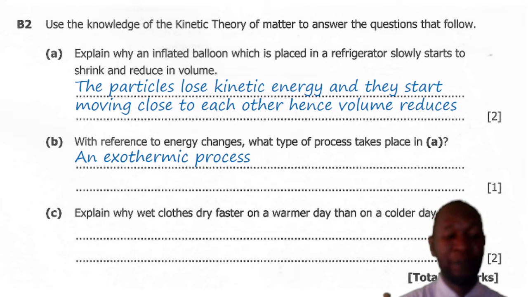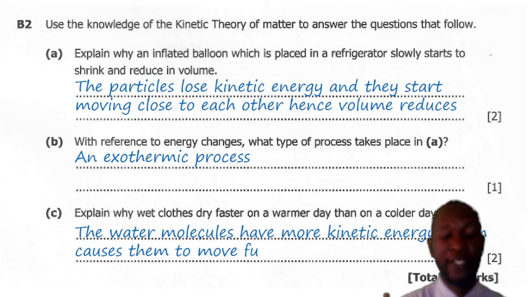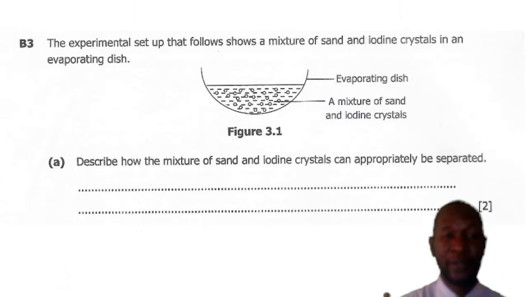Part C. Explain why wet clothes dry faster on a warmer day than a colder day. On a hot day, the water molecules will have more kinetic energy, which will cause them to move further apart, forming a gas. So they evaporate from the clothes, hence making them dry faster.